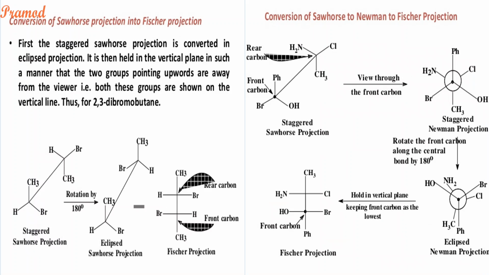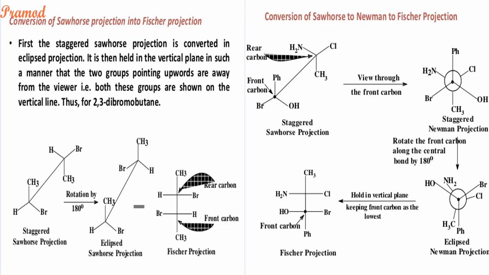Now the next is conversion of your Sawhorse into your Fisher's projection. So what you have to do? The most stable configuration in the Sawhorse projection formula, as I said, is your staggered configuration. So your similar groups are on the opposite side. Now to convert it into your Fisher's projection, you have to rotate it by 180 degrees. And what did we say earlier? When we rotate the structure by a 180 degree angle, the compounds are identical in nature.